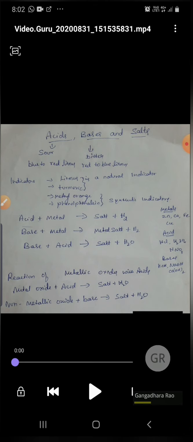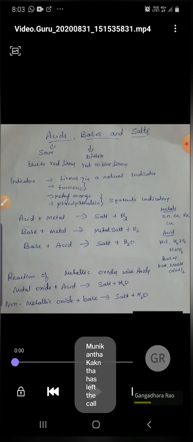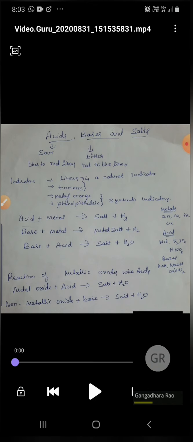Now acids and bases are identified based on the taste. That is, acids are sour in taste, bases are bitter in taste. Similarly, now we can use indicators. As you see in the picture, the litmus and turmeric are the natural indicators to test the acid or base. Similarly, methyl orange and phenolphthalein are the synthetic indicators, and these are artificial indicators. Even they are also used to test acids and bases.